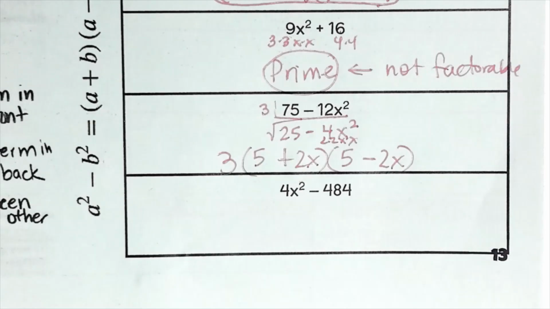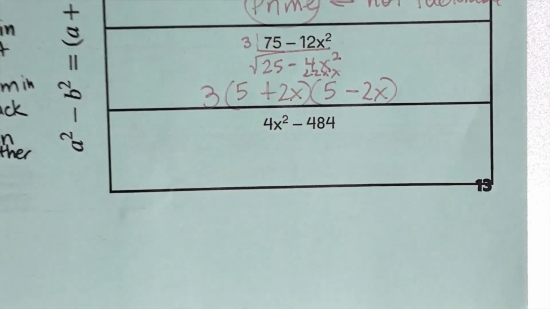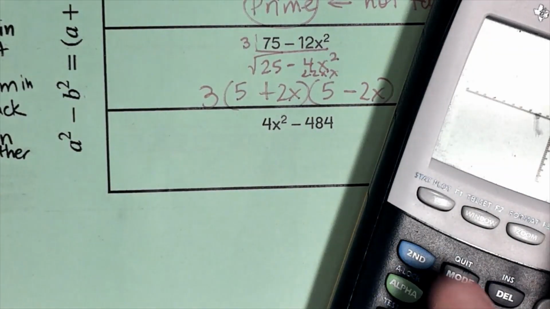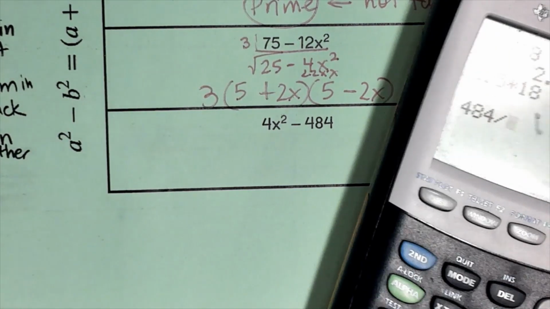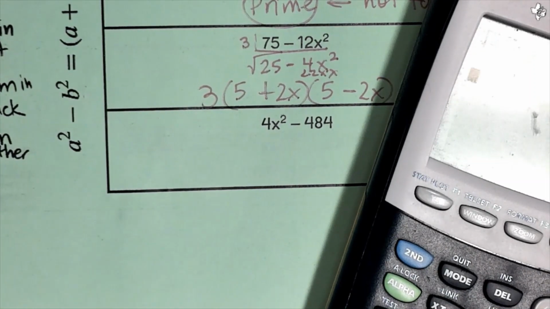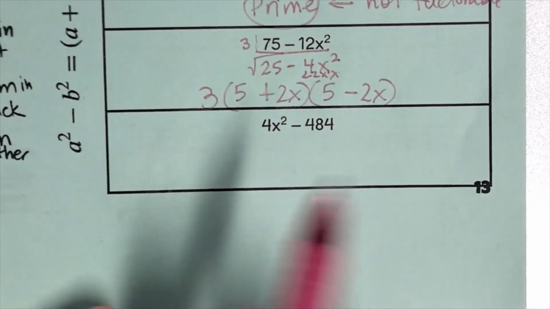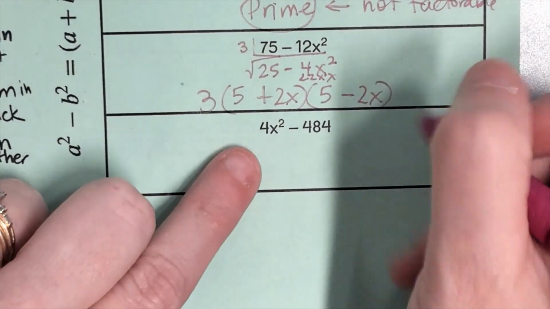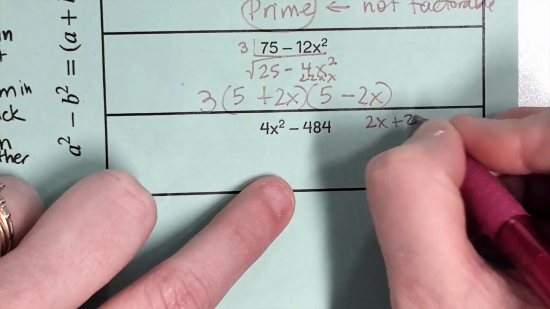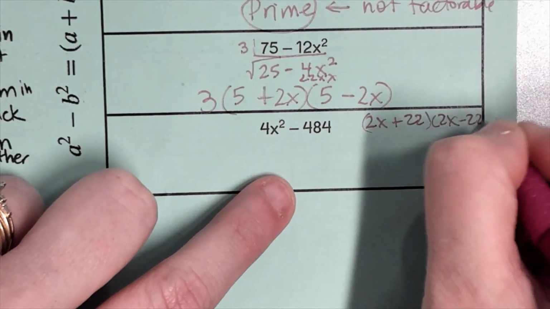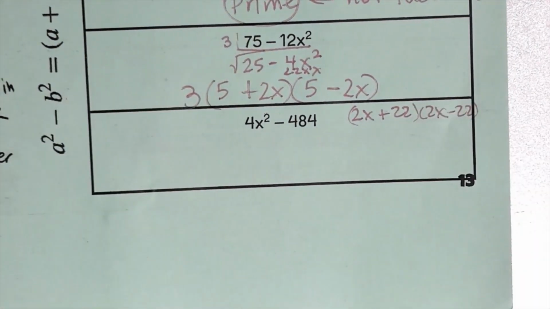Okay? Last one. Again, I look at this. 4 looks like a perfect square, but I don't know. Is 484 a perfect square? Square root of 484. Yeah, it is a perfect square. However, I still got to look for a greatest common factor. Technically, I could get the answer 2x plus 22 times 2x minus 22. But that is not fully factored. If they're asking me for a fully factored answer, that is factored, but it's not fully factored.